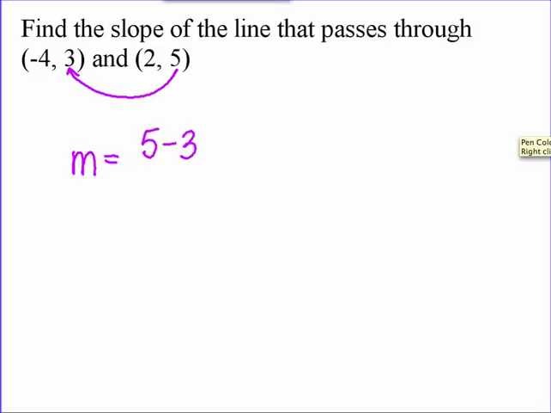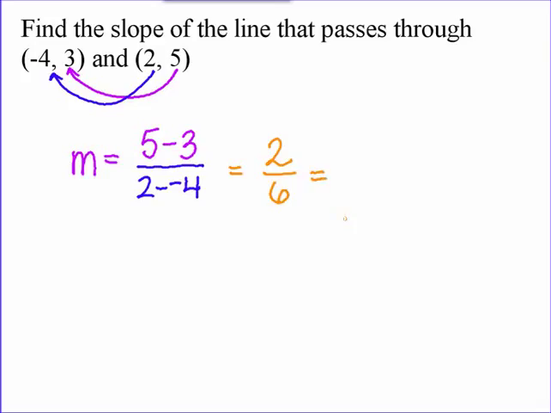I'm going to divide that by 2 minus negative 4. So what is 5 minus 3? 2. 2 minus negative 4? 6. So my slope is 1/3. Okay.